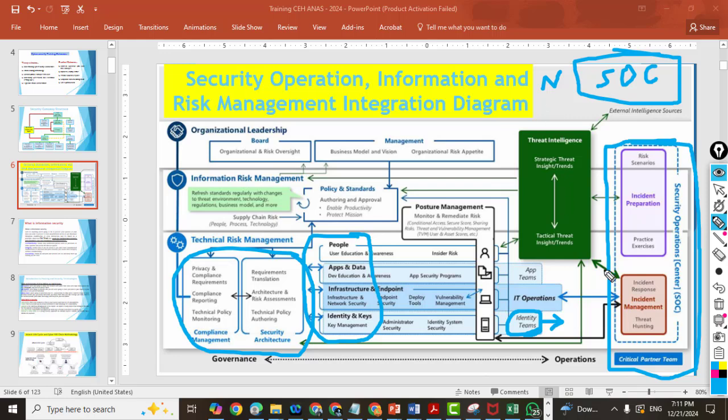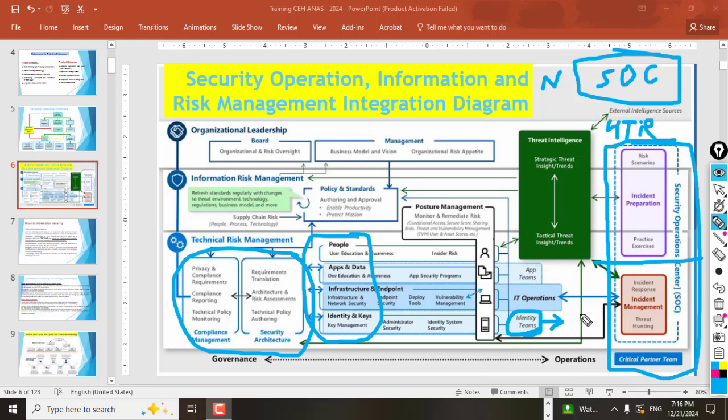So let's talk about the SOC. In the SOC, we have many departments. First of all, we'll talk about the team department. They have 4 tiers.